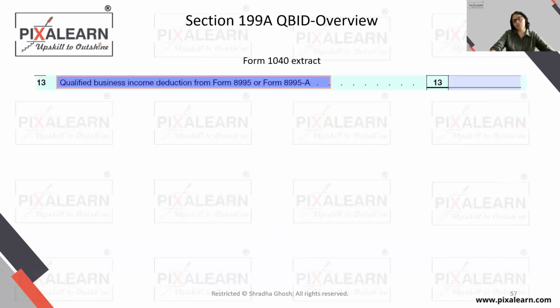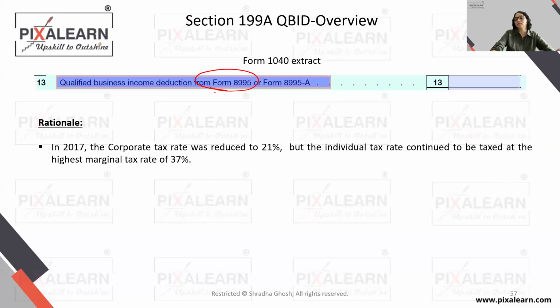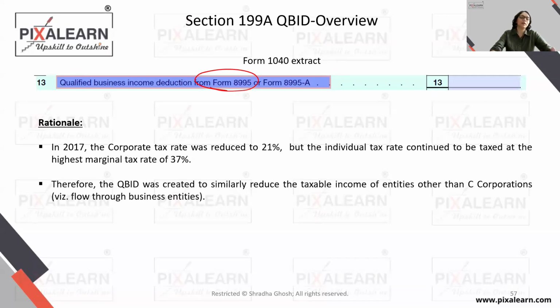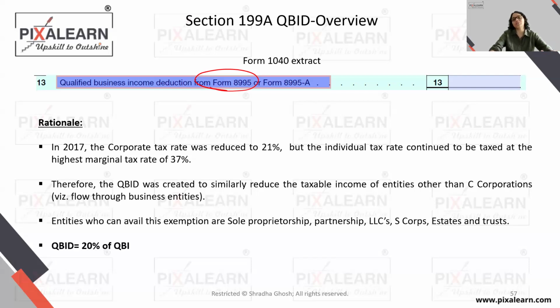And you have a QBI deduction, which generally flows in from Form 8995. The rationale was that we reduced our corporate tax rate. For C Corps, the rate went down from 35 to 21%. And we wanted to give a similar benefit to the flow through business entities, which is sole proprietorship, partnership, and S corps. So what is the deduction? Maximum deduction is 20% of the business income that you're getting. Remember, only the business income. So if I'm running Pixel Learn, and if I'm getting money from there, then only the business net income that I'm earning, till 20% I can get as a deduction.